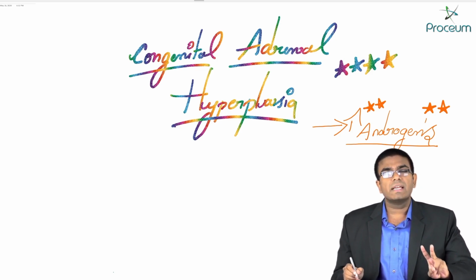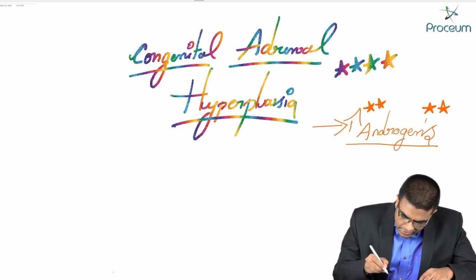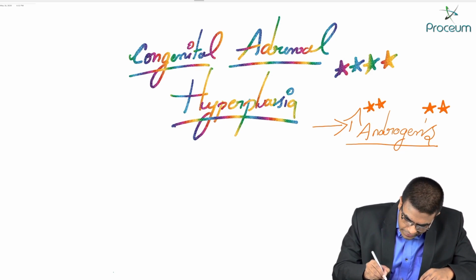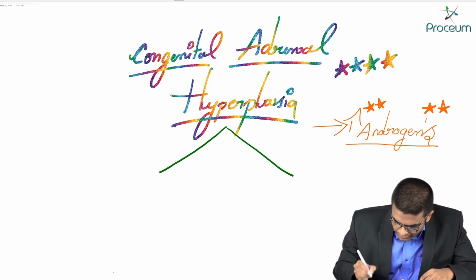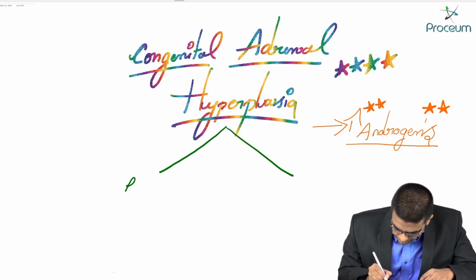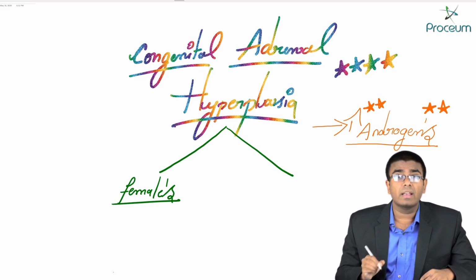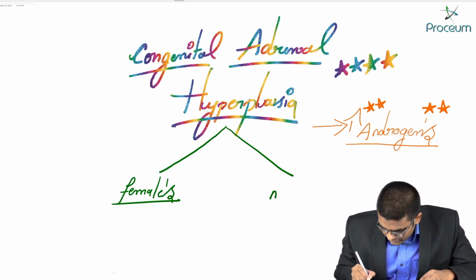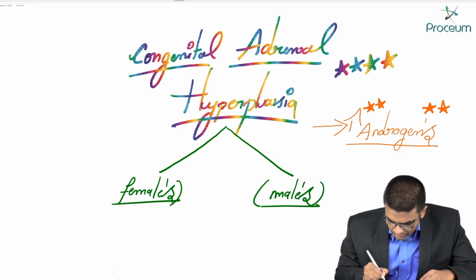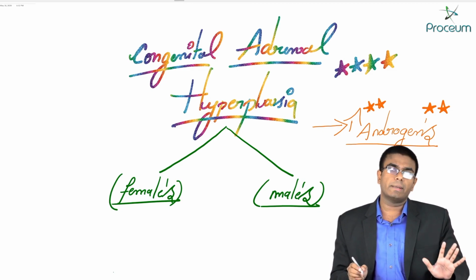Now, the second important point is that congenital adrenal hyperplasia can occur in both the sexes. It can occur in females, that is in female ovaries, and it can even occur in males. So this congenital adrenal hyperplasia can occur in both the sexes. That's what I want to put in your mind.